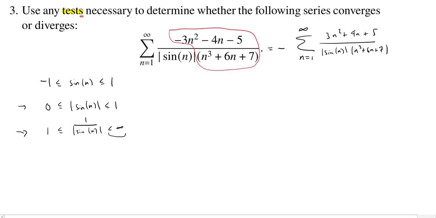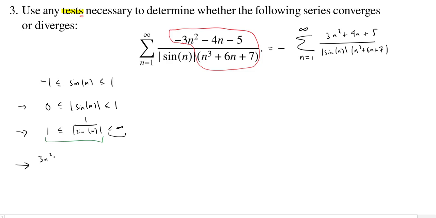What I really care about is that if the sine of n has absolute value less than or equal to 1, then 1 over the sine of n, the reciprocal, has to be greater than or equal to 1, which makes sense. You take a number like a half, you take the reciprocal, you're going to get 2. Okay, so this is the part that we're really caring about. And so now I can go through and multiply by this rational function.